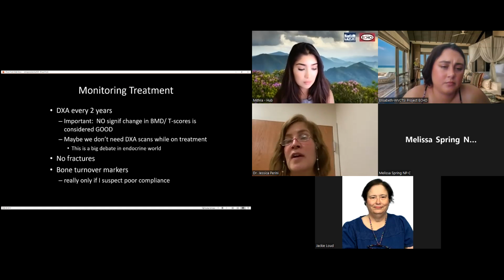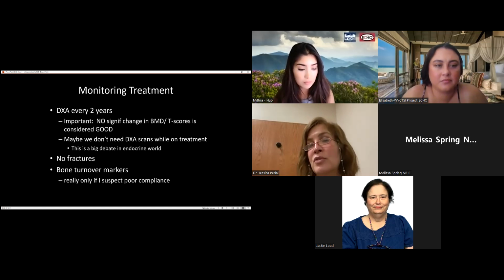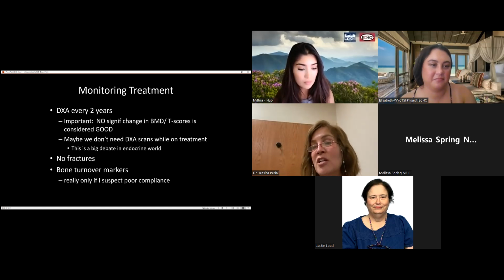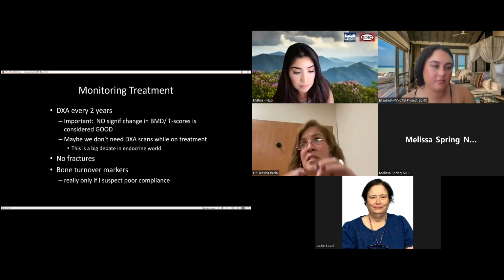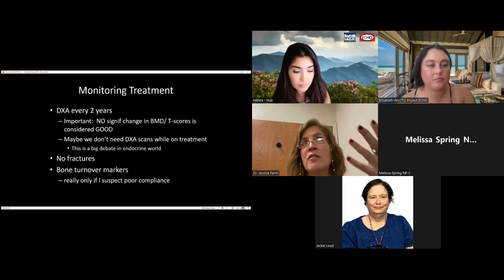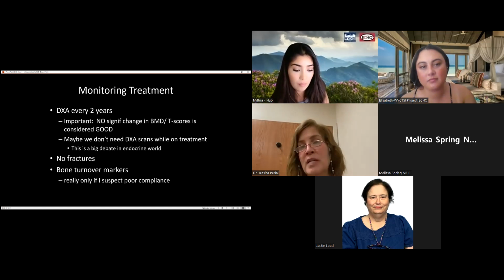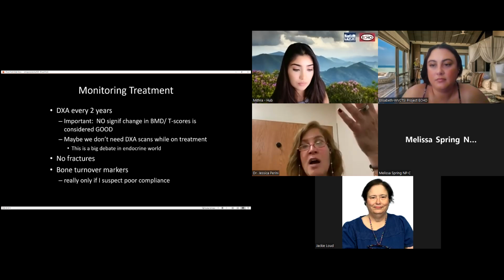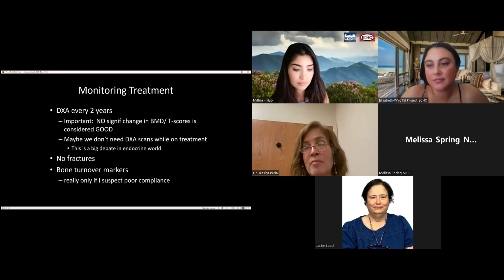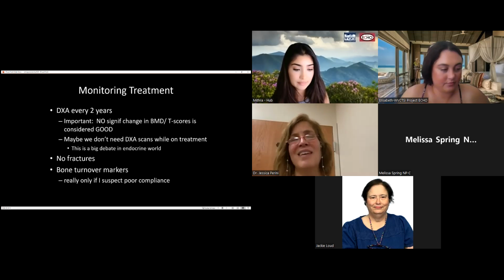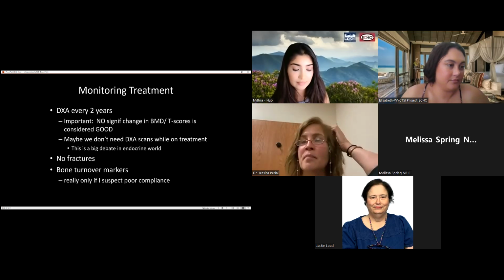I don't do them very often. I really only use those if I'm suspecting that a patient is poorly compliant with their oral medications, because something that's supposed to be suppressing bone turnover is just pushing stuff in and sitting on those osteoclasts. Well, if I look at bone turnover markers, they should be nice and low, but if they're not, it means they're not really taking their medicine. So I really don't look at that unless I'm suspicious of something. Next slide.